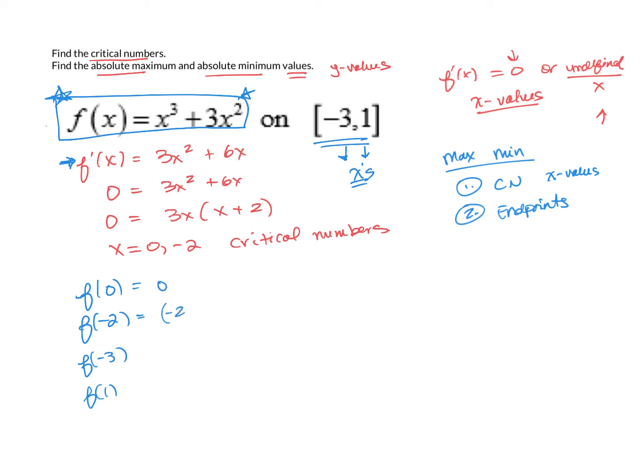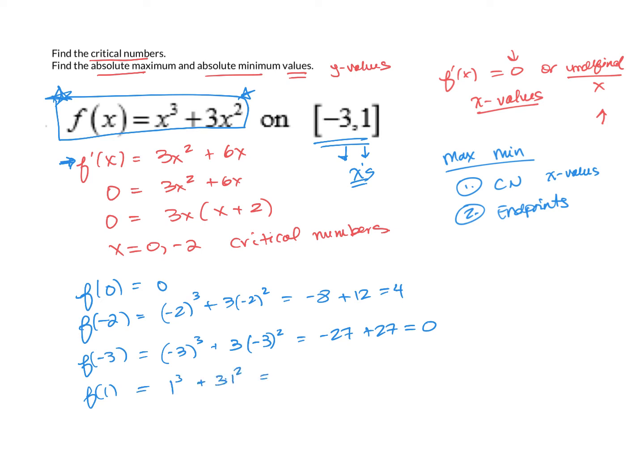F of negative 2 is negative 2 cubed plus 3 times negative 2 squared, and that gives us negative 8 plus 12, which is 4. And f of negative 3 is negative 3 cubed plus 3 times negative 3 squared, which gives us negative 27 plus 27, which is 0. And then f of 1 gives us 1 cubed plus 3 times 1 squared. And that gives us 1 plus 3, which is also 4.